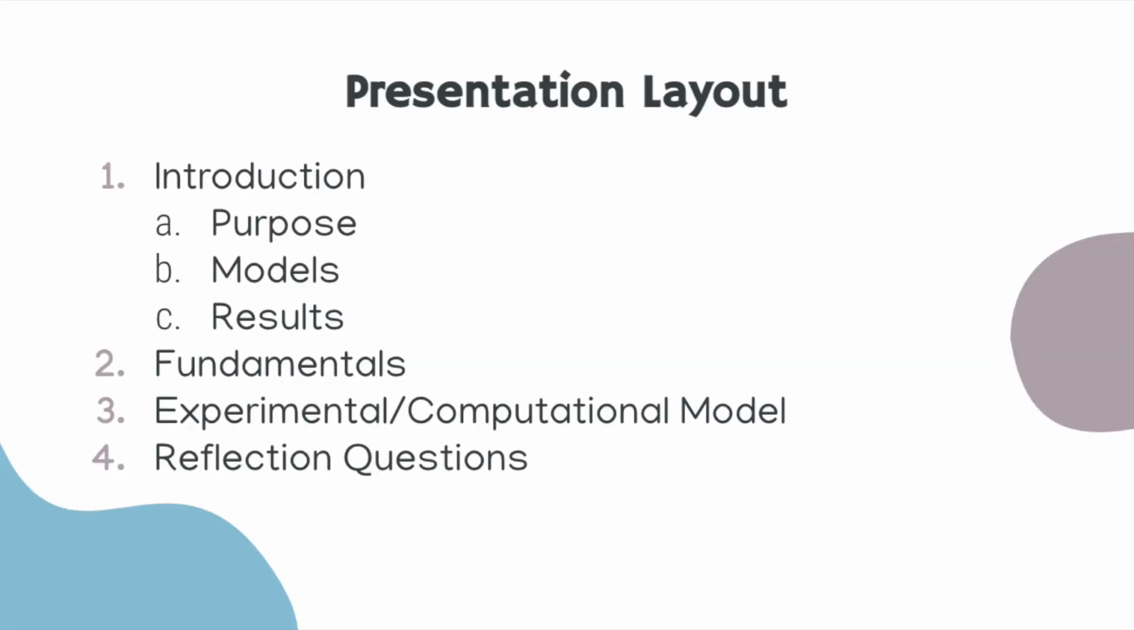This lab report will have four main parts. First, the introduction, where I'll go over the purpose, the models I used, and the results. The second being the main physics fundamentals that I used in this lab, and then the third being the experimental and computational model from both Lab 1 and Lab 2, and the fourth part being the reflection questions.